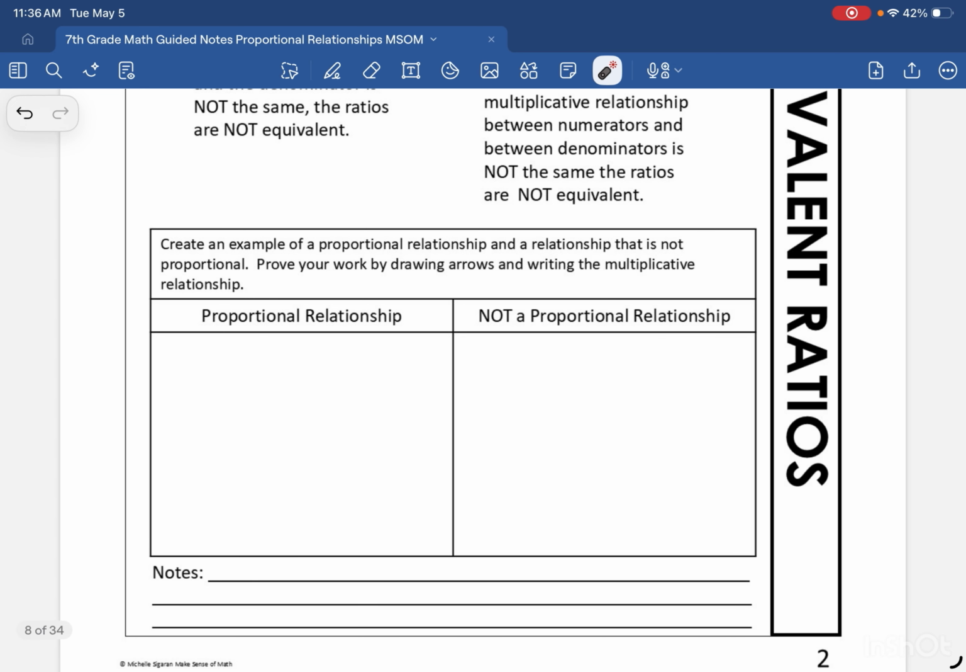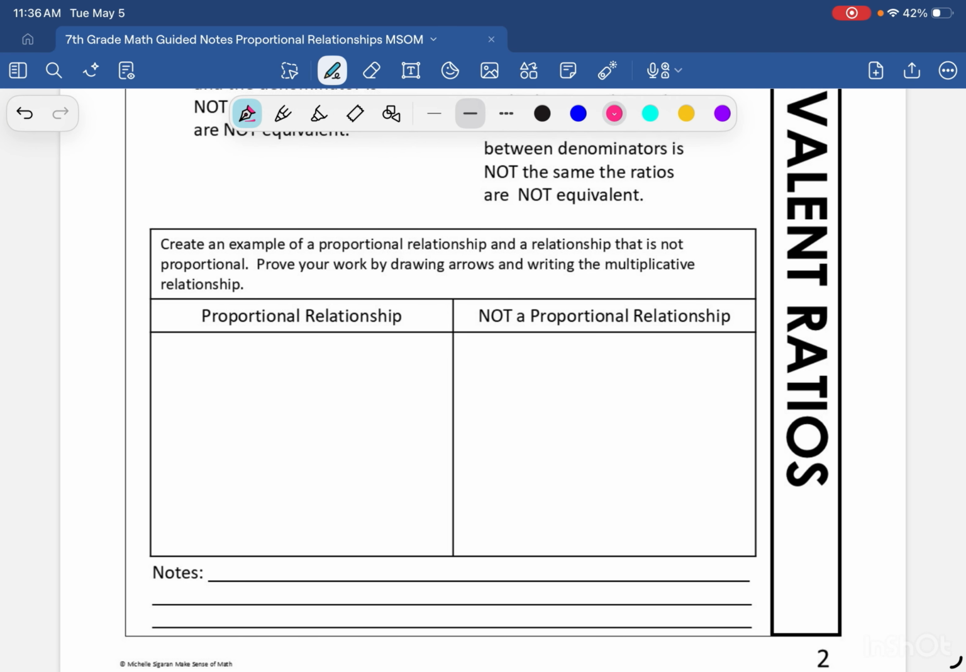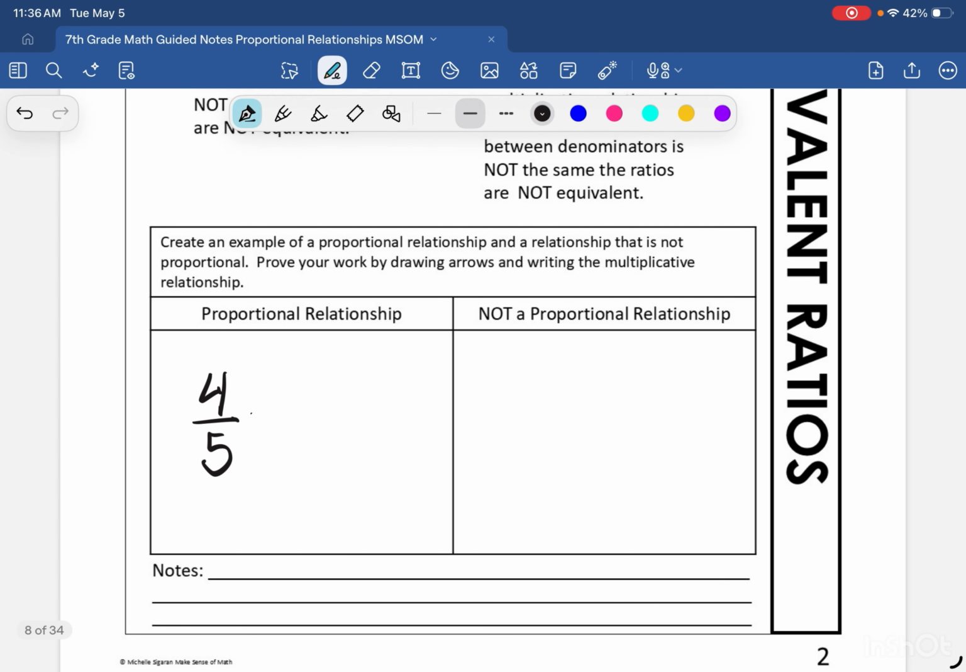Here below, we are going to create an example of a relationship that is proportional and a relationship that is not proportional. Let's start with one that is proportional. Let's start with, for example, 4/5. As long as their multiplicative relationship is the same either horizontally or vertically, it's going to give me equivalent ratios. Let's try multiplying both of them by 2 horizontally. If I multiply the numerator and denominator by 2, that will give me 8/10. 4/5 and 8/10 are equivalent.